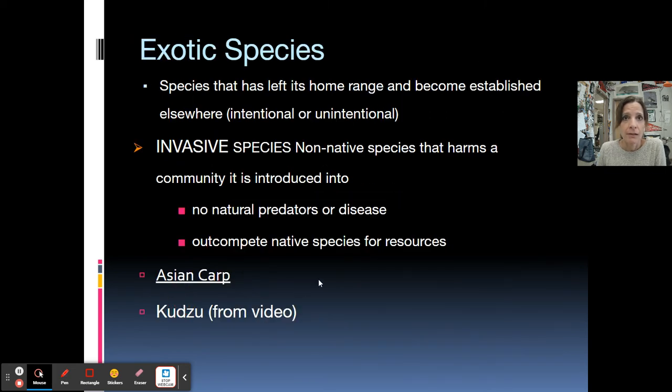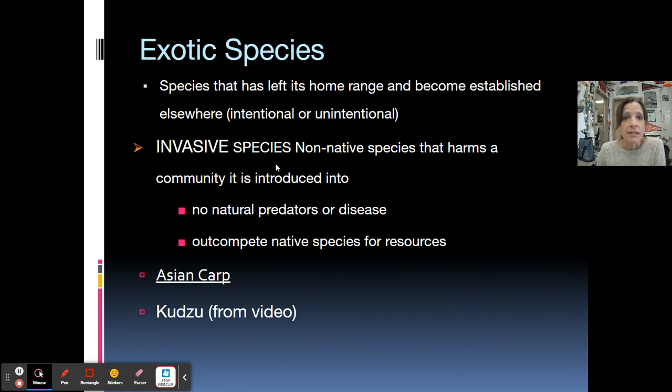Exotic species, I'm sure you've all heard of, are species that are not native to a certain area, right? And that can be either introduced intentionally or unintentionally. They can hitch a ride on a boat and come over to another area. So that's kind of the big umbrella term. Invasive species are specifically ones that harm the community they're introduced into and harm those native species.